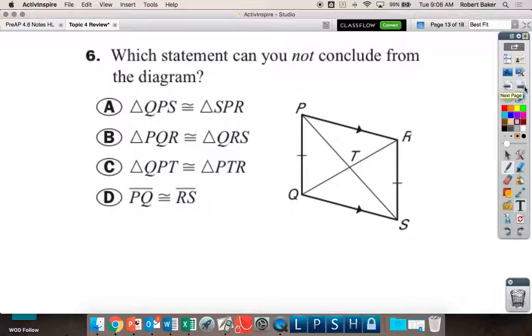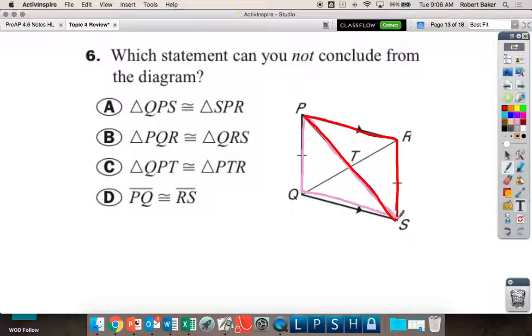Which statement can you not conclude from the diagram? You could spend all day on this question. Is triangle QPS congruent to triangle SRP? Are those two triangles congruent? Yes. The answer is C. Yes, they are congruent. Do you know why they're congruent? Because the QPR line.